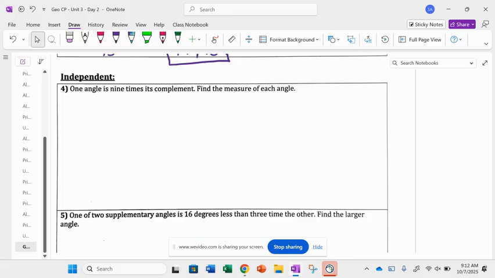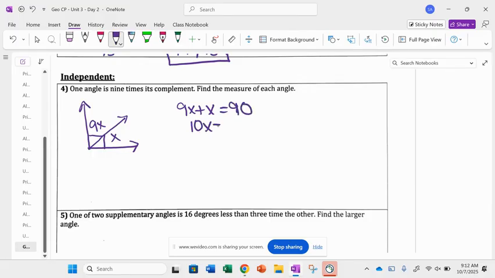Okay, so I was walking around. I was so happy with what I was seeing. For the first one, it just says complement. So we called one x, and the other one is 9 times that, which is 9x. So we have 9x plus x equals 90. So 10x equals 90. X is equal to 9.